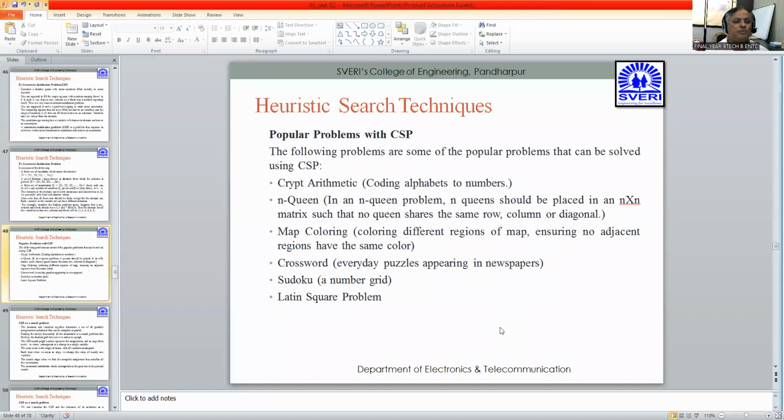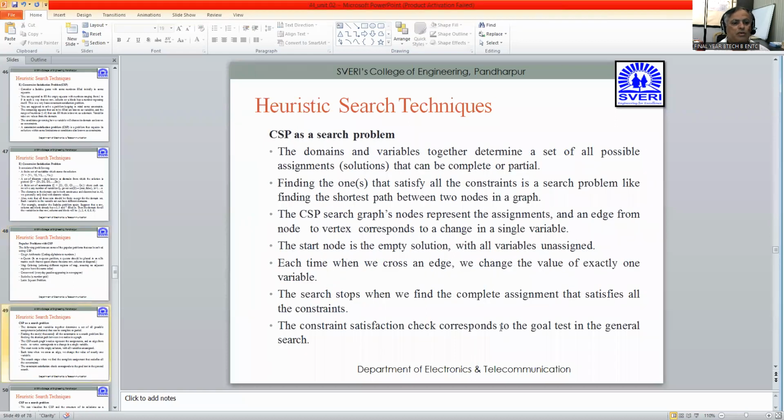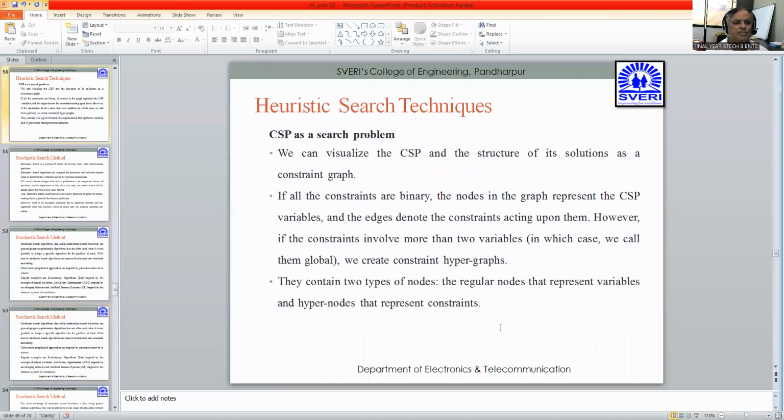Some of the popular problems with CSP beyond Sudoku are cryptarithmetic, that is coding alphabets to numbers, N-Queens, map coloring, that is coloring of the map, crosswords, then Sudoku, which is a number grid game, and then the Latin square problem. These are some of the popular problems that are dealt with using CSP. CSP can also be considered as a search problem. That is nothing but finding the solutions that satisfy all the constraints in the search problems, like finding the shortest path between two nodes in a graph. So this is how CSP is also understood.